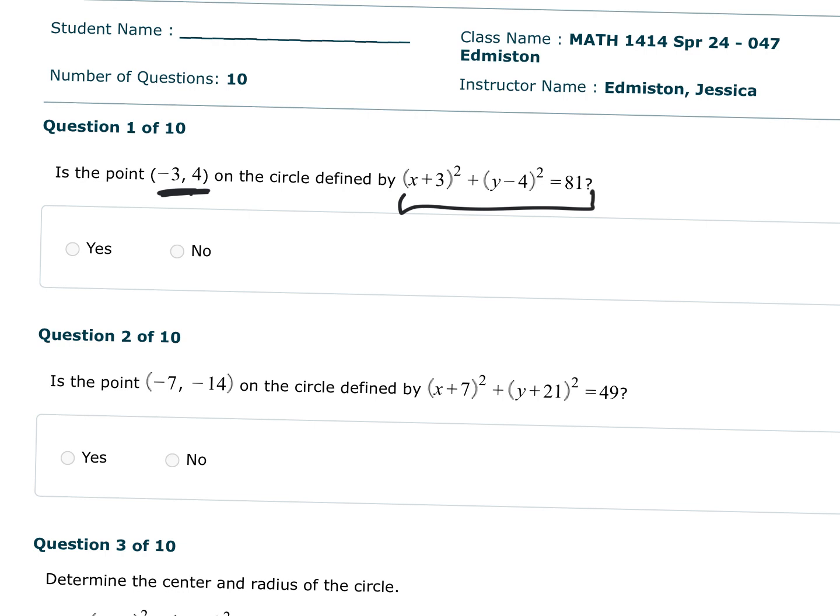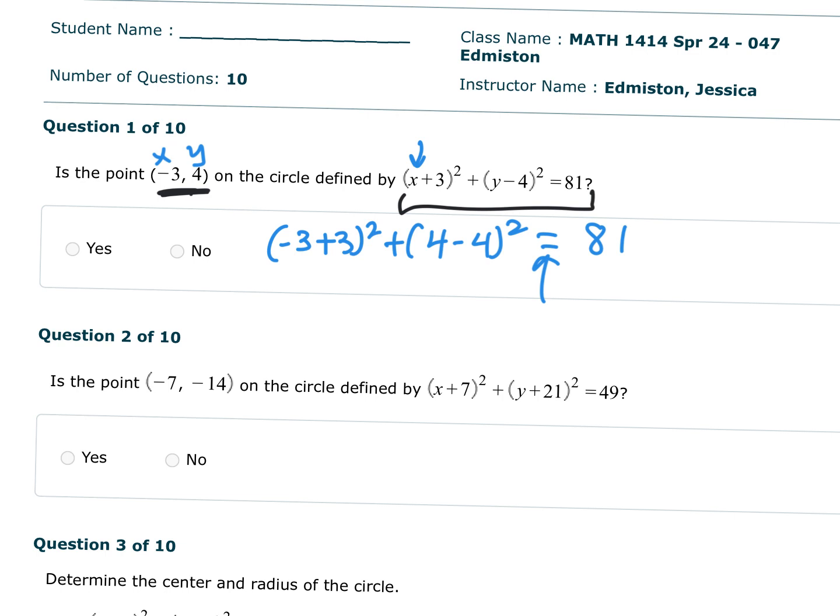Instead, what they're asking you to do is plug in your ordered pair to see if it's true. Because if it's actually on the circle and you plug it in, it's going to make a true statement. Okay, so let me explain. I'll take negative 3 and I'll plug it in for x into my equation right there. So I'll have negative 3 plus 3 squared. I'll plug in y, which is 4. And I need to see, does it indeed equal 81?